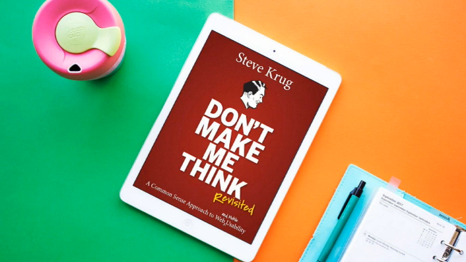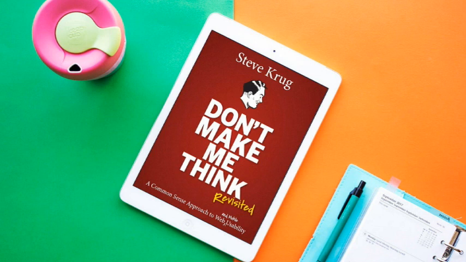Krug introduces the concept of the user's mental model, which is the user's understanding of how things should work based on their past experiences. Designers should aim to match the user's mental model as much as possible, making it easy for them to understand and use the website. Krug also emphasizes the importance of minimizing cognitive load, which is the amount of mental effort required to complete a task. Designers should avoid clutter and unnecessary complexity, presenting information in a clear and organized way.